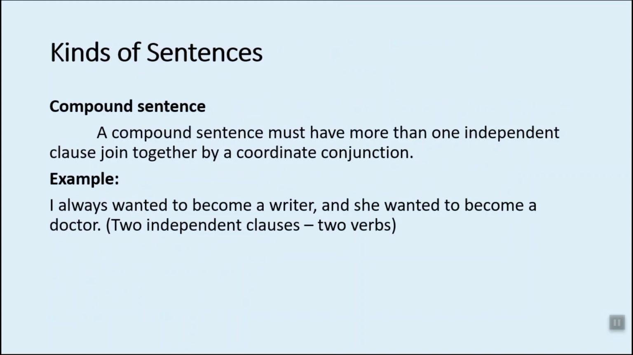Compound sentence. A compound sentence must have more than one independent clause joined together by a coordinating conjunction. Example, I always wanted to become a writer and she wanted to become a doctor. Two independent clauses and two verbs are used here. We'll discuss clauses in detail in another lecture.